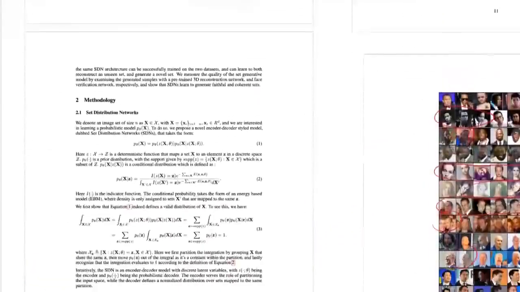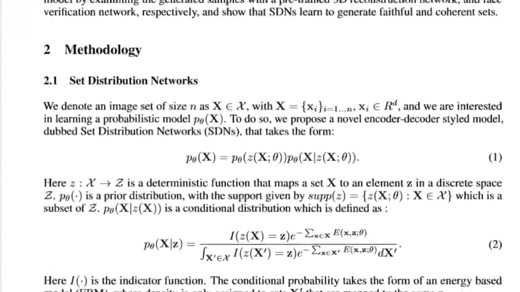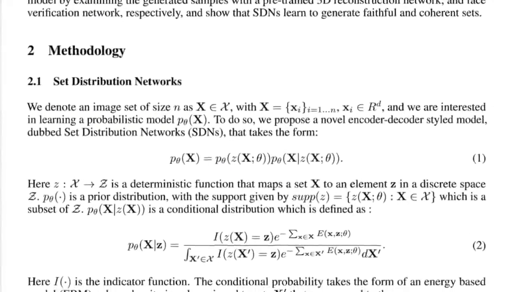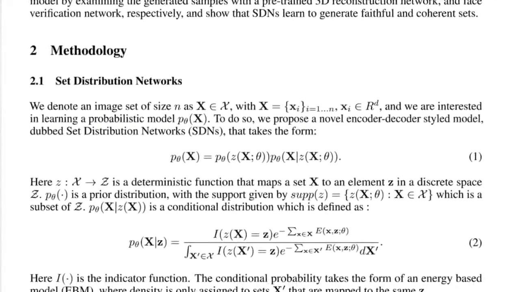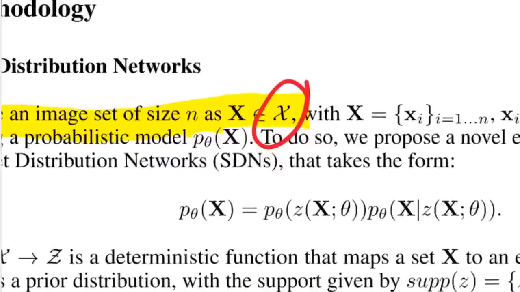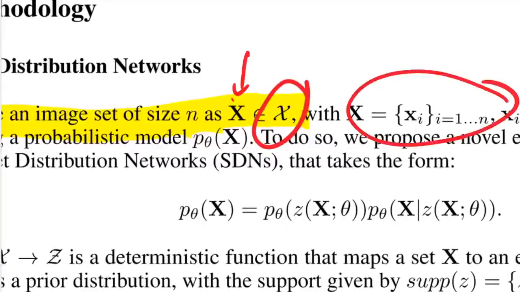That's the overview. Now the math. So they go about this in this sort of probabilistic framework. What they say is we denote an image set of size n as x, and that it comes from the space of sets of images. So capital X right here is going to be a set of images, as you see here, and this here is the space of all sets of images.